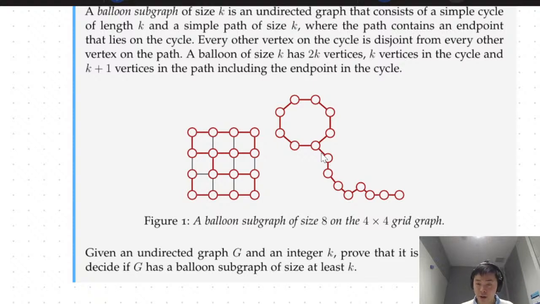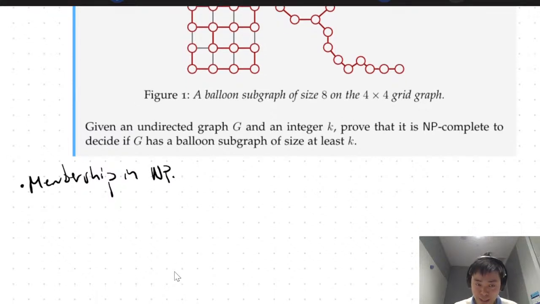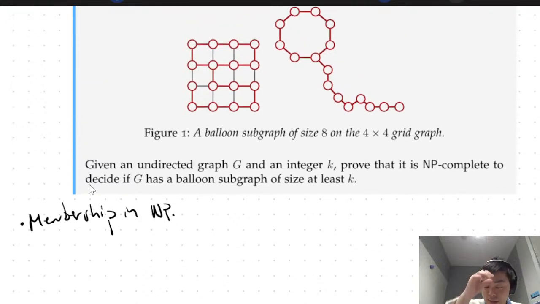And so our goal is to show that it is NP complete to decide if G has a balloon subgraph of size at least k. So again, we're going to prove two things. We're going to prove membership in NP. To prove membership in NP, we just need to verify that the subgraph that I'm given is a balloon.